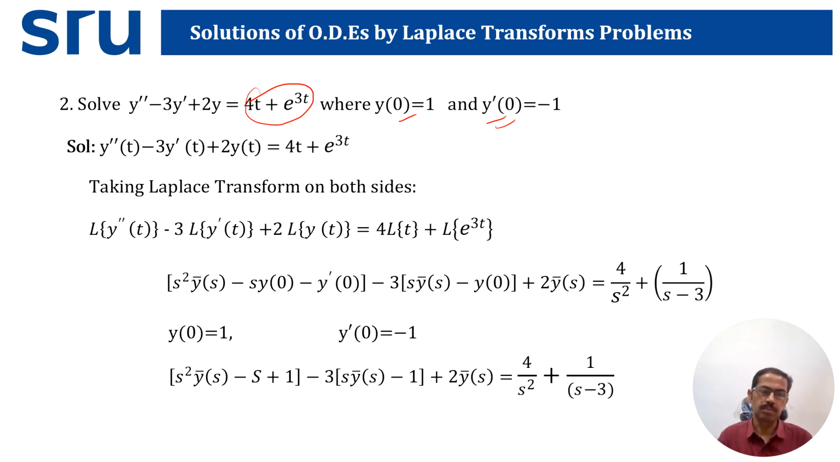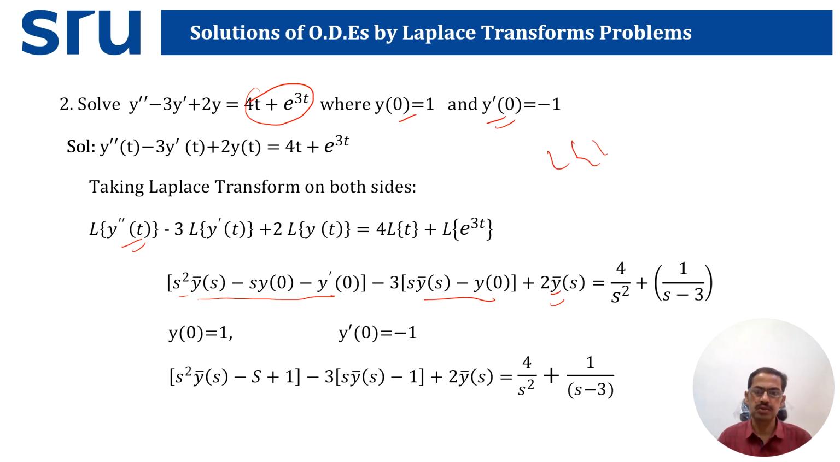So take the Laplace transform of y double dash t minus 3 Laplace transform of y dash of t plus 2 Laplace transform of y of t equals Laplace transform of 4t plus e to the power of t. Apply the Laplace transform on both sides. You know the formula: the Laplace transform of y double dash t is s square y bar of s minus s into y of 0 minus y dash of 0, and minus 3 into the Laplace transform of y dash, which is s into y bar of s minus y of 0. This is the first order derivative formula; the second order derivative formula we already discussed in the previous slide. And the Laplace transform of y of t is y bar of s. And here the Laplace transform of t.